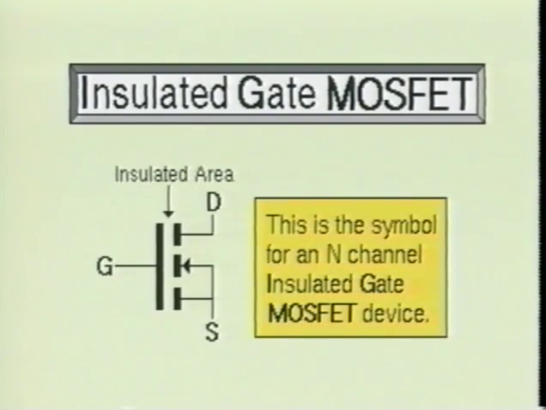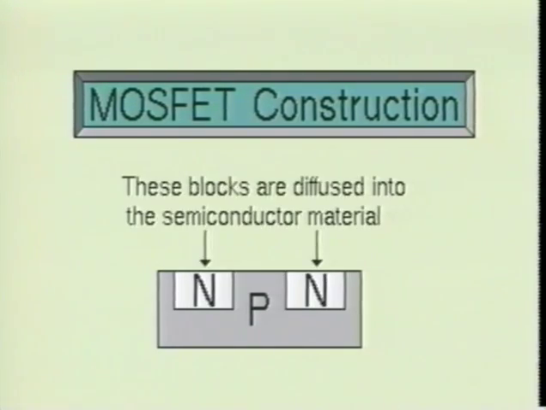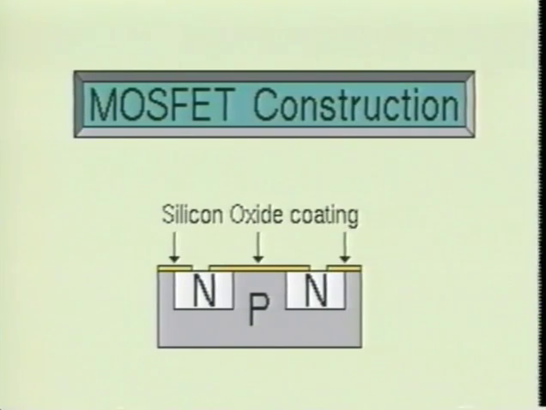Let's examine how the MOSFET device is constructed. To construct a MOSFET device, you must start with a P-type or N-type intrinsic material. Next, two blocks of heavily doped semiconductor material are diffused into the solid block. Then the surface is coated with a layer of silicon oxide. There are two holes left in the oxide layer to make contact with the heavily doped semiconductor blocks. If we were using an N-type semiconductor material, then the heavily doped blocks would be P-type, or if we were using P-type semiconductor material, the blocks would be N-type material.